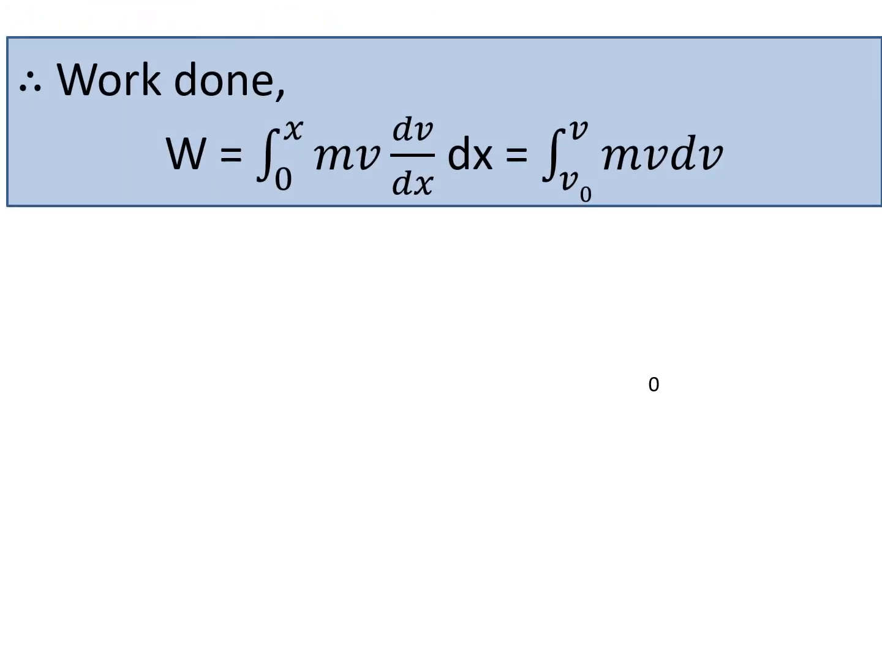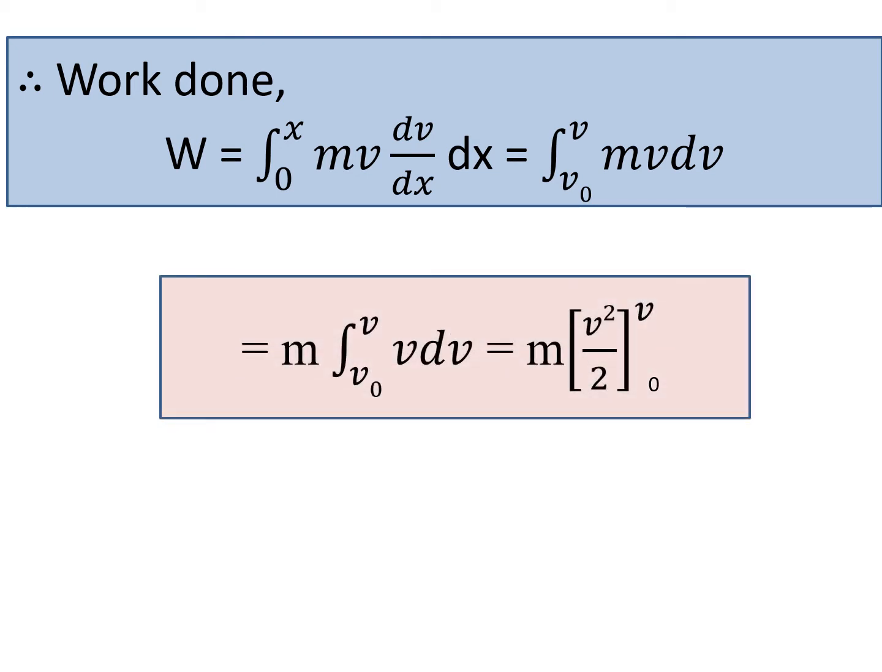Now dear students, we can write work done W equal to integration from 0 to x of m v dv dx dx. We can write integration from v naught to v of m v dv. We can draw the m outside. Integration from v naught to v of v dv equal to m times v square divided by 2, from v naught to v. From the integration formula, we can write this.